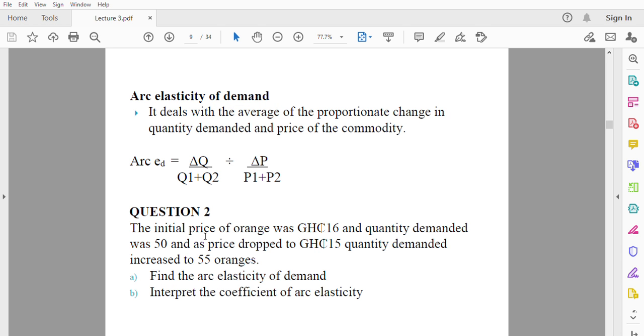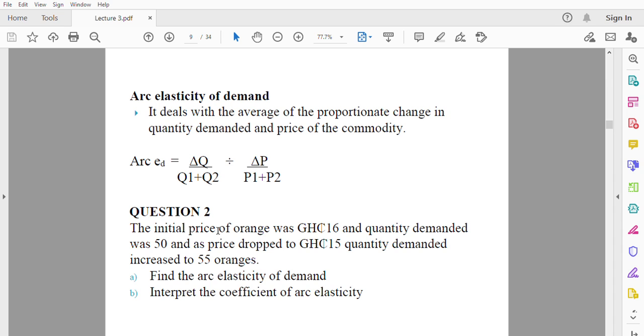Right, so the next thing to look at is arc elasticity of demand. Arc elasticity of demand deals with the average of the proportionate change in quantity demanded and price of the commodity. So this is the formula. It is quite similar to the point elasticity of demand, only that for this one, instead of using just Q1, we combine Q1 and Q2 and P1 and P2 at the denominator side. So that's very simple. It's almost like the first one we tackled.